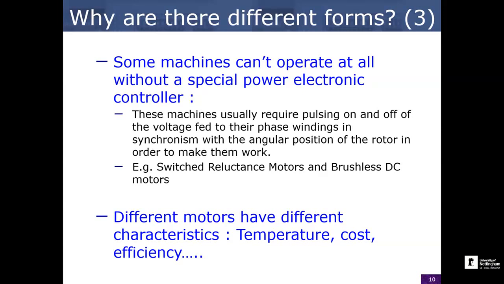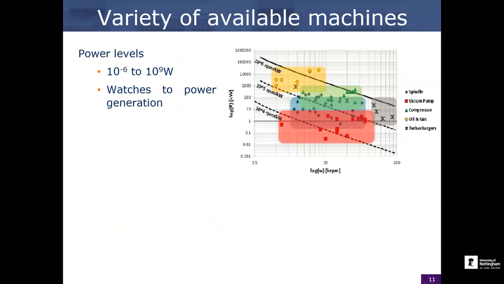There's no point having a machine that's the best possible machine in the world at doing a job if it's so expensive that no one can afford to do a job with it. So there's a huge array of differences in terms of what machines we have and why we choose them.